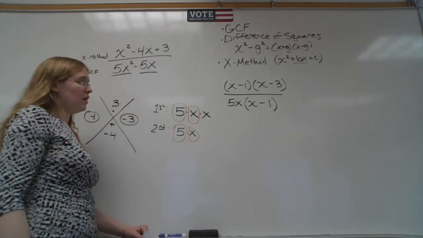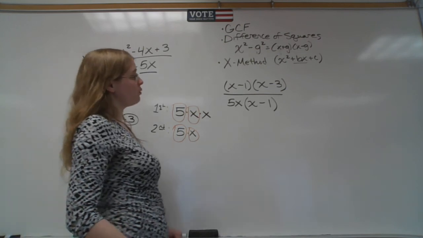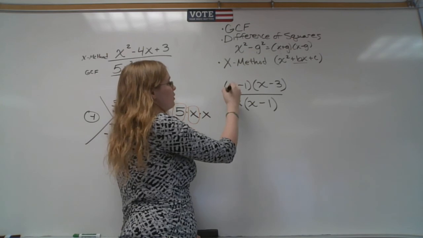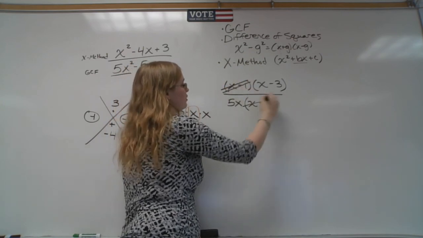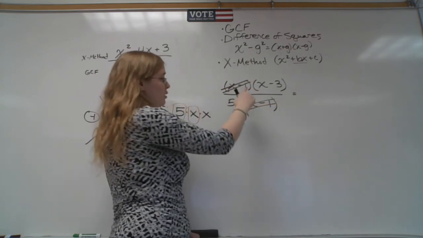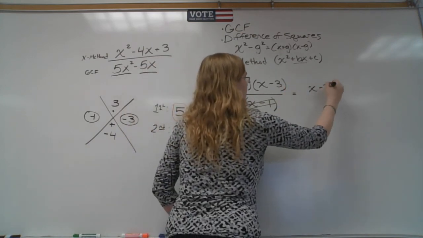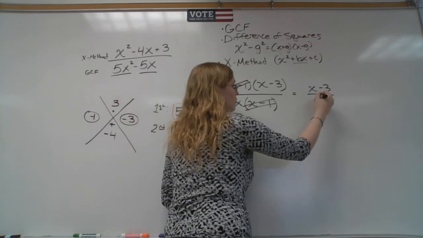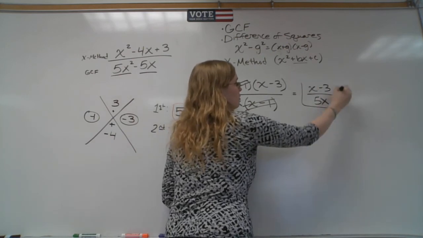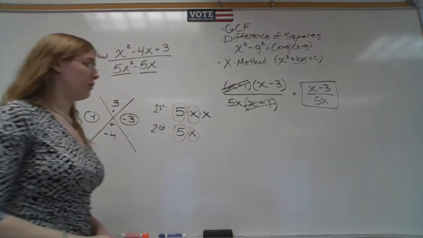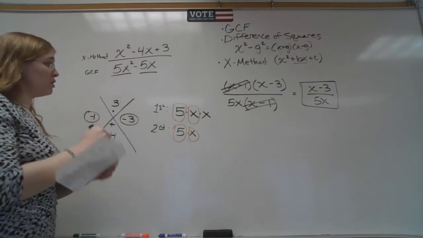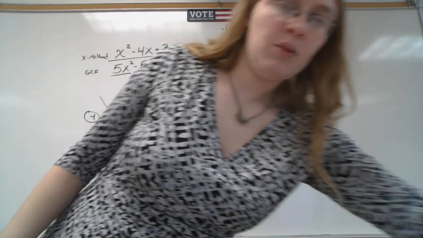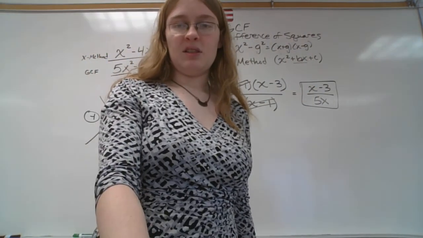So, now that we've got that taken care of, what can we cancel out on top and on bottom here? x minus 1. So on top, we've got x minus 3, and on bottom, we've got 5x. So those are 2 more problems, and hopefully we can get really good at this simplifying thing.